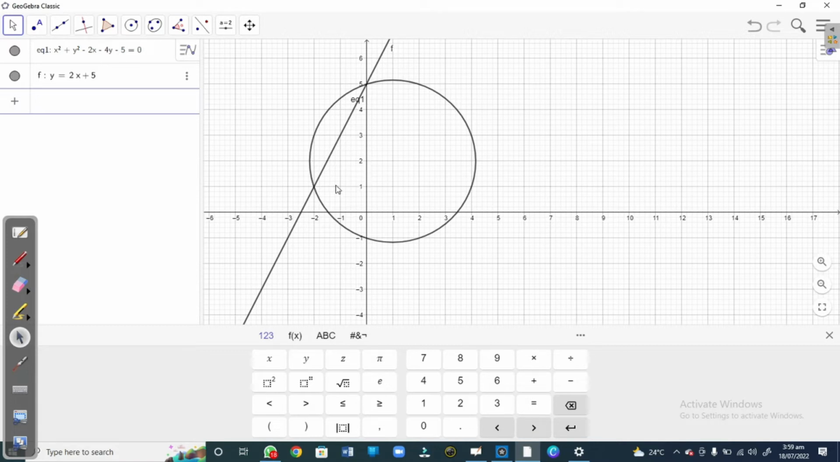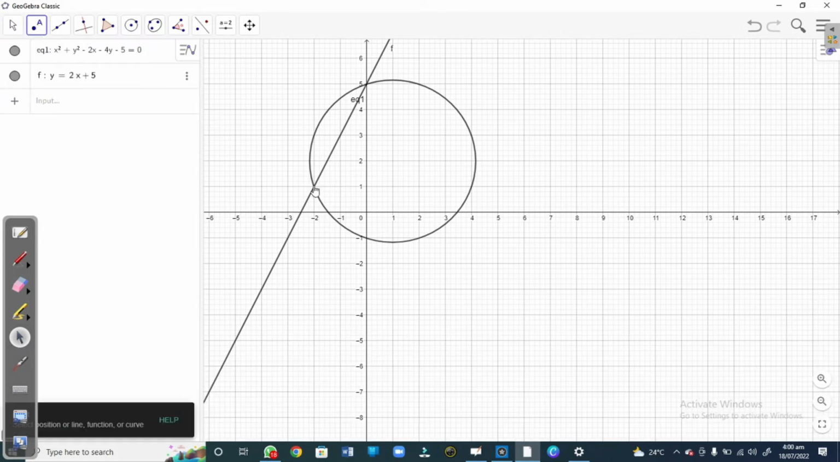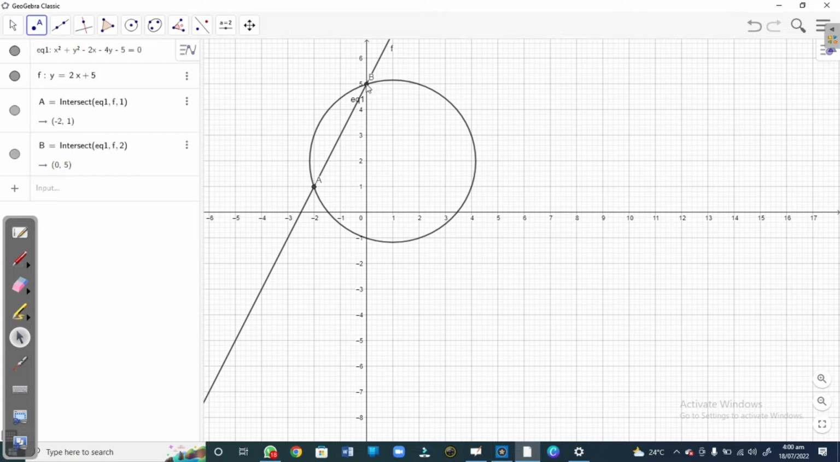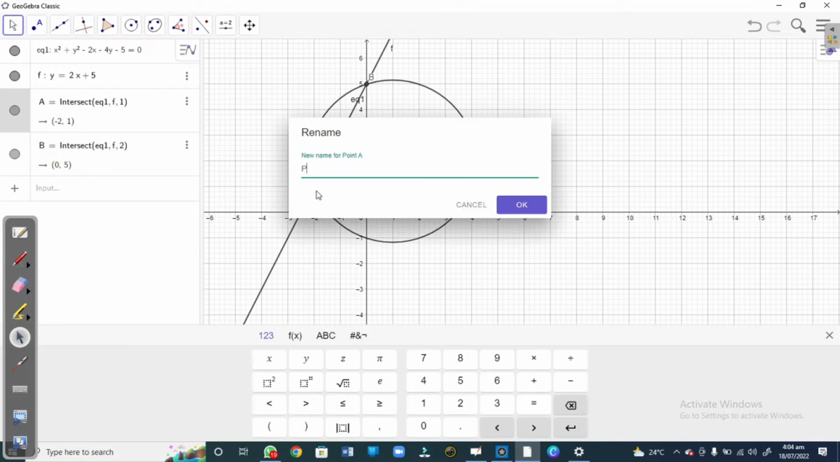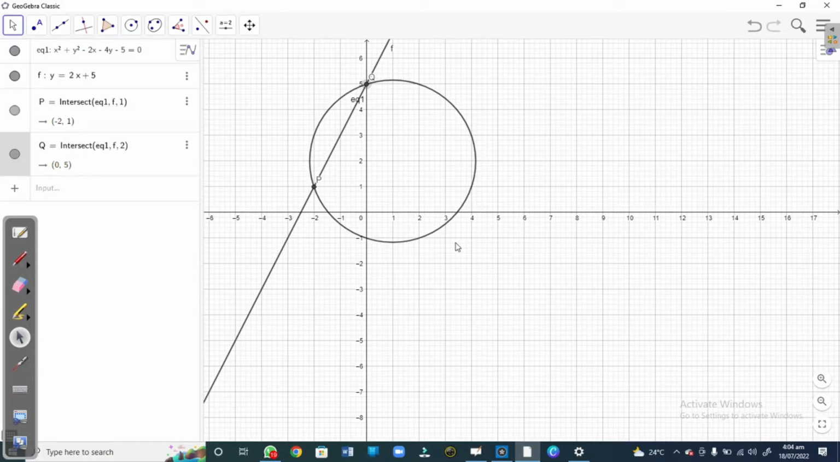So let me call this point P. Originally, these are the first 2 points in my drawing, so GeoGebra has decided to call them A and B. I'll change the A to P and the B to Q. Good, I have my points P and Q.